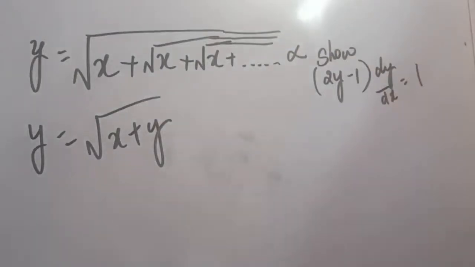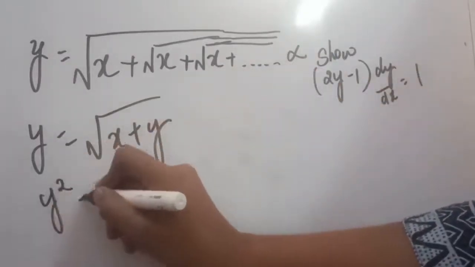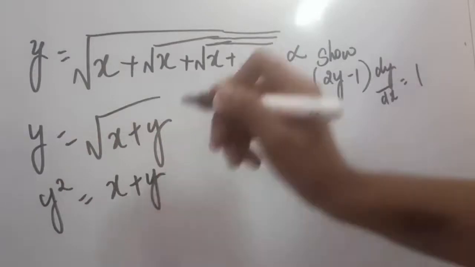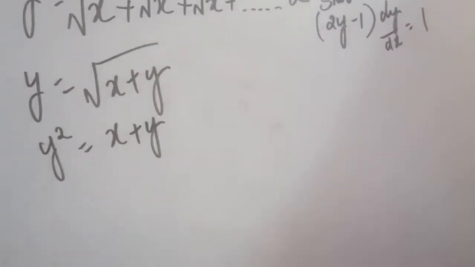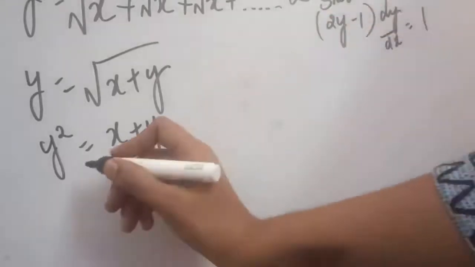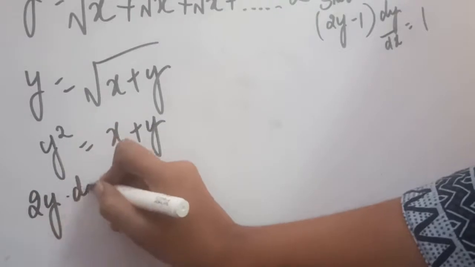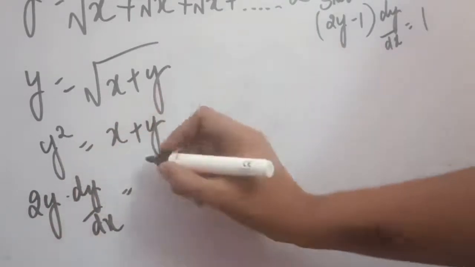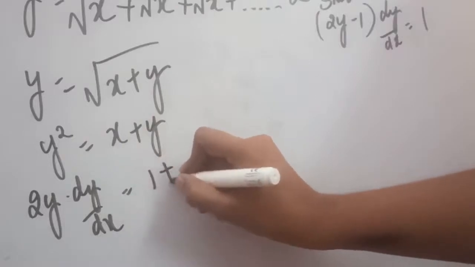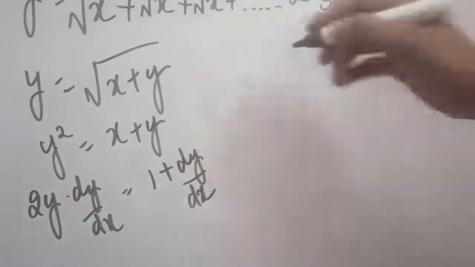Now it has become a question where both the variables are there, and it is very easy to solve. Now we will square both the sides. It will be y square is equal to x plus y. Now we will take differentiation on both the sides. On the left hand side it will be 2y dy upon dx, and on the right hand side, the differentiation of x is 1 and the differentiation of y is dy upon dx.